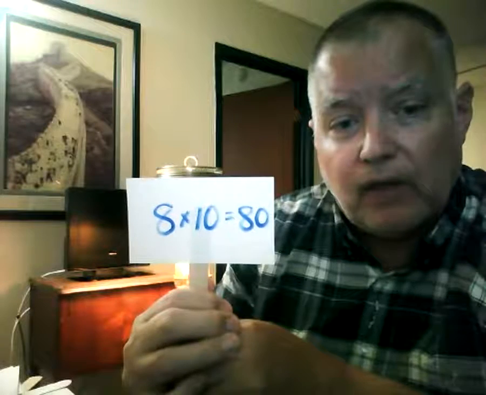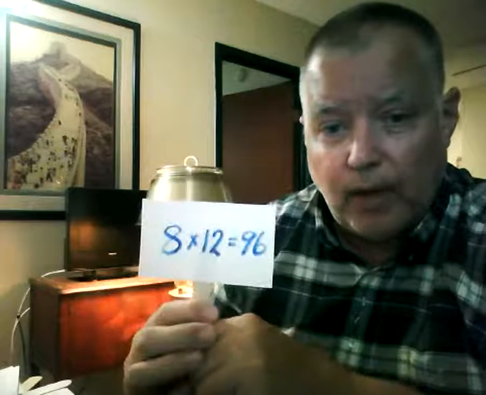Eight times ten is 80. Eight times twelve is 96.